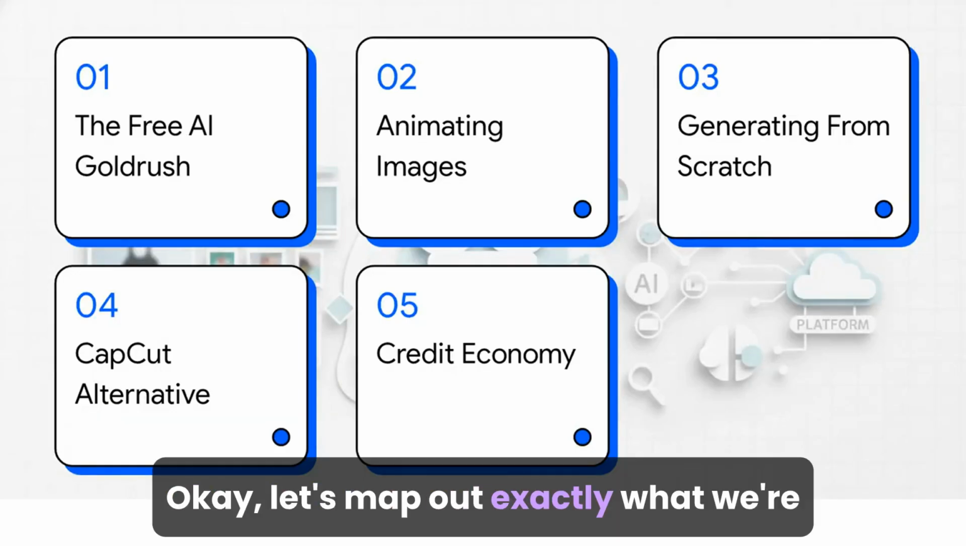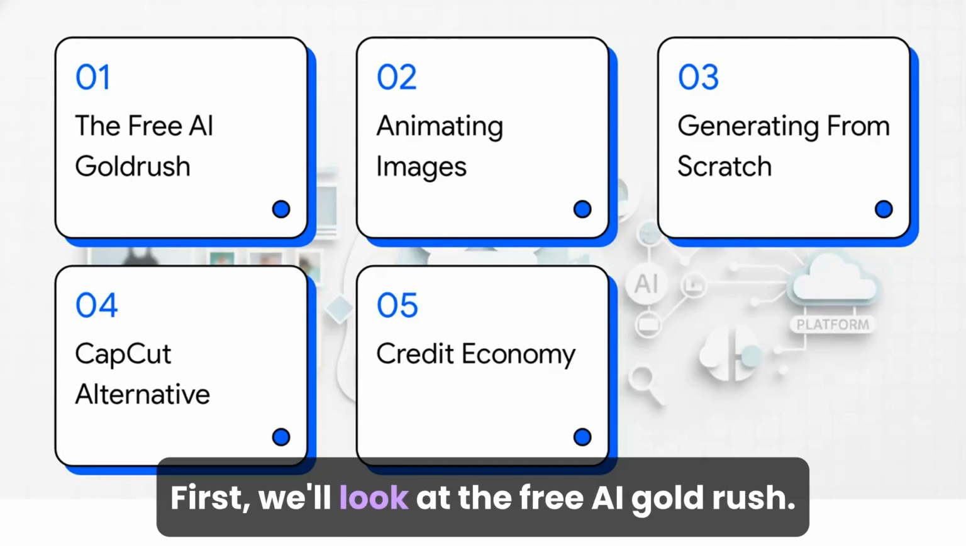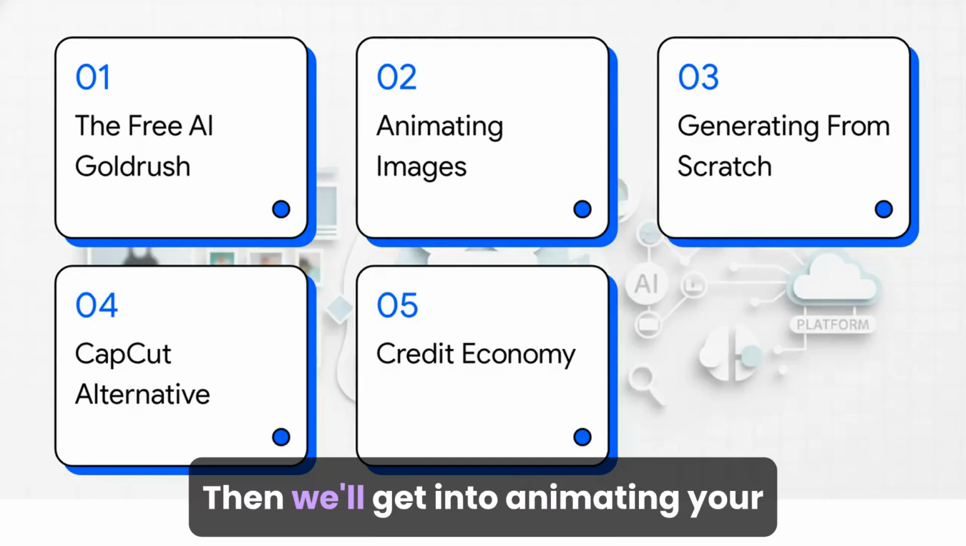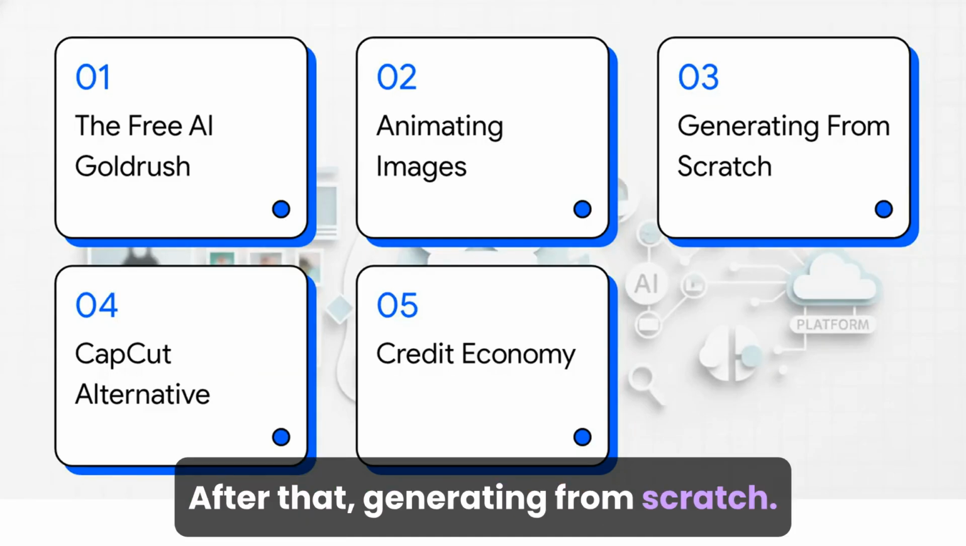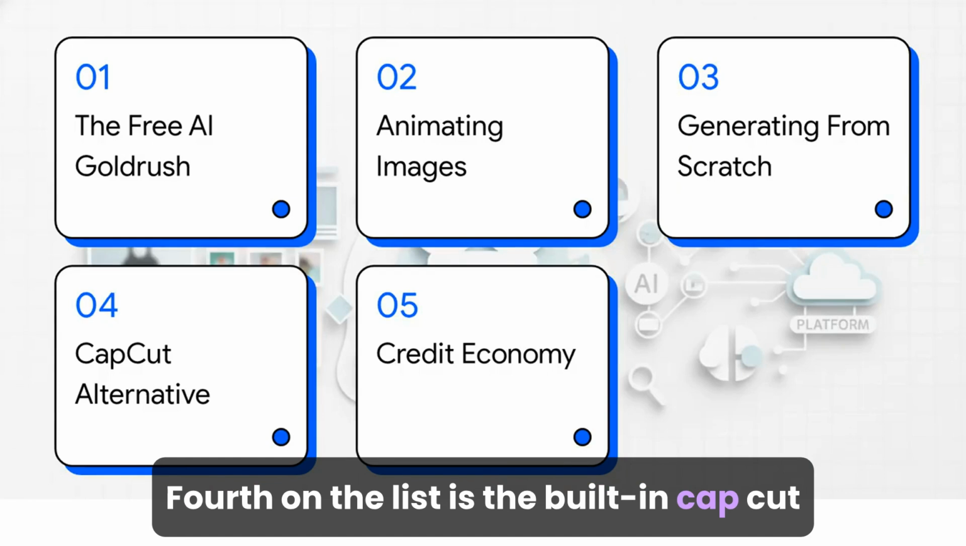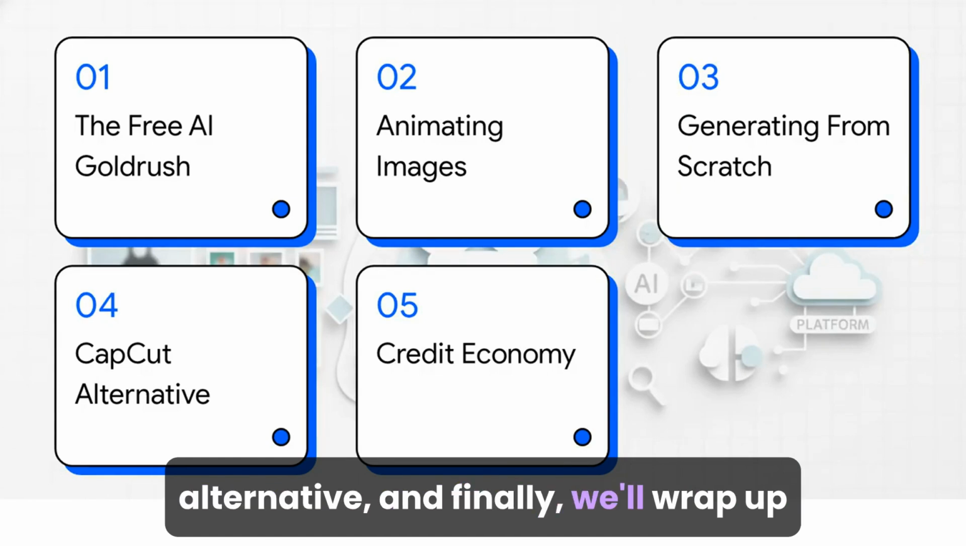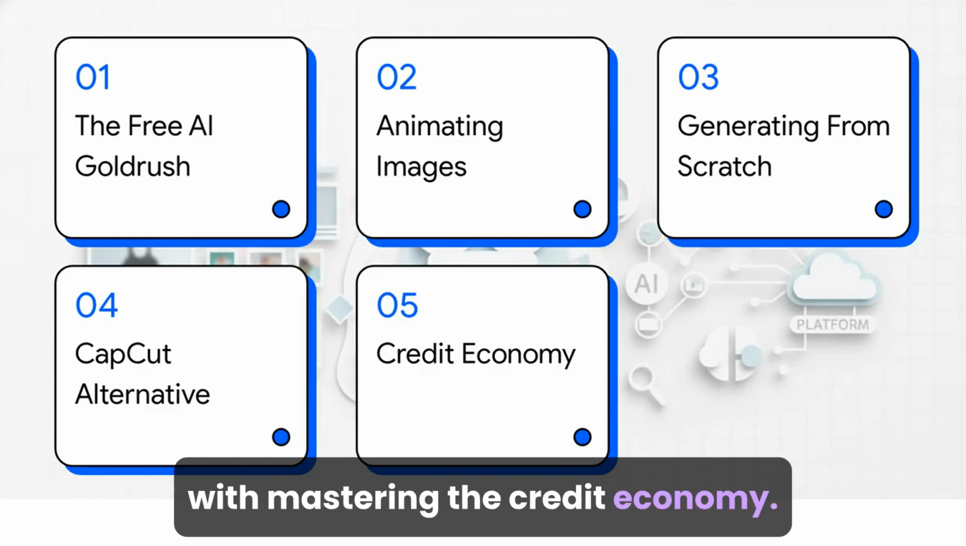Okay, let's map out exactly what we're covering today. First, we'll look at the free AI gold rush. Then we'll get into animating your existing images. After that, generating from scratch. Fourth on the list is the built-in CapCut alternative. And finally, we'll wrap up with mastering the credit economy.